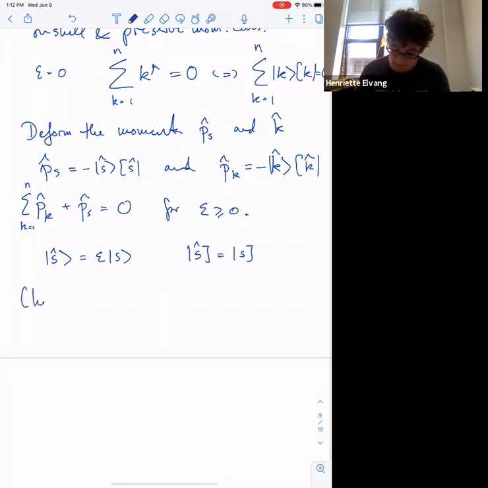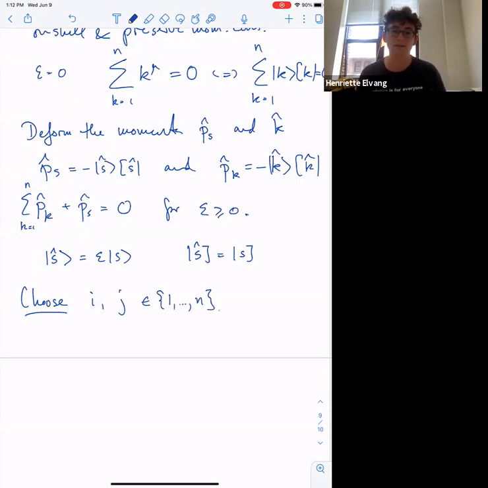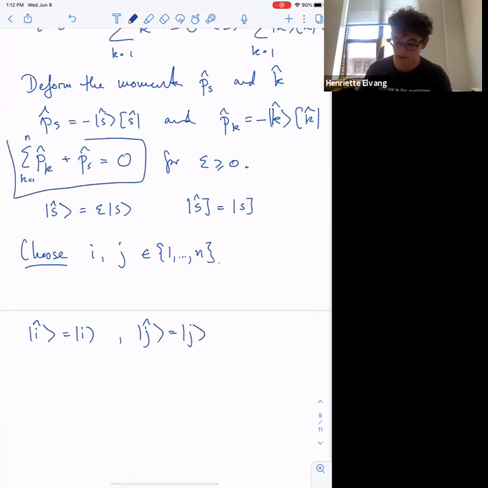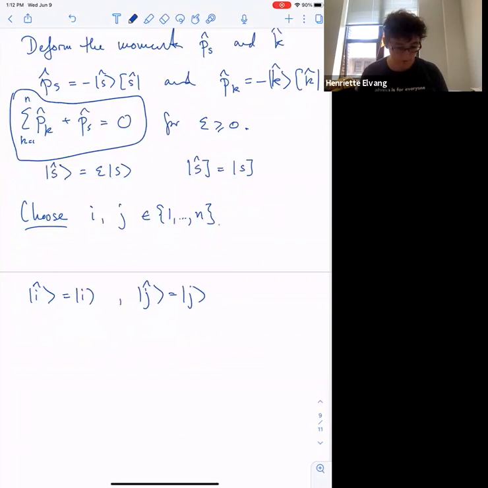What I do is that I choose two particular lines, I and J, in the set from 1 to n, and I'll deform those two lines too. And the answer won't depend physically on which ones I choose. I'll just choose two. And then I set the angle brackets of those to be unchanged, but I'll deform the square brackets in a way such that momentum conservation is preserved for all epsilon. How do I do it? Well, let me show you.